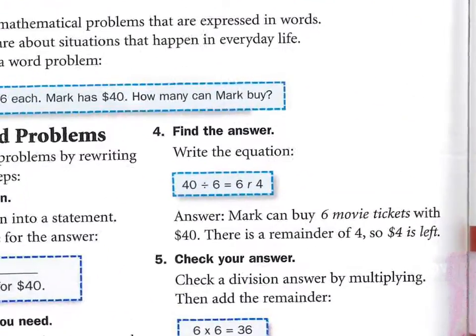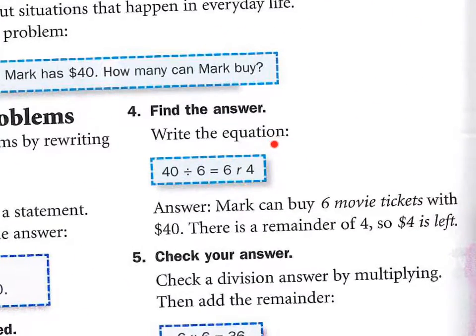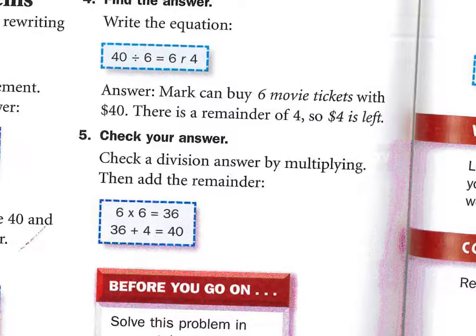4. Find the answer. Write the equation. 40 divided by 6 equals 6 remainder 4. Answer: Mark can buy 6 movie tickets with $40. There is a remainder of 4, so $4 is left. 5. Check your answer. Check a division answer by multiplying. Then add the remainder. 6 times 6 equals 36. 36 plus 4 equals 40.